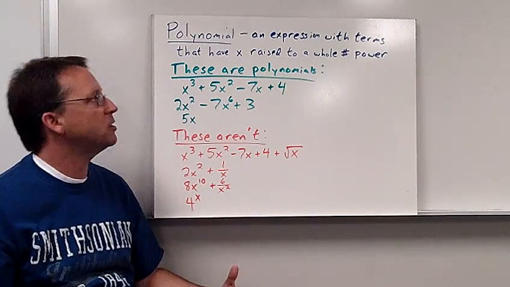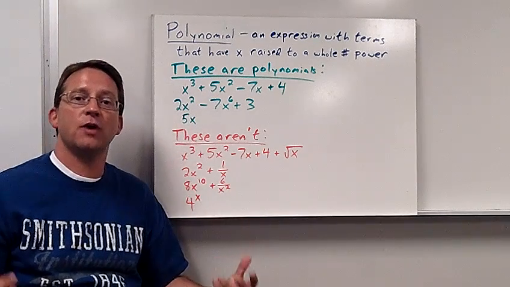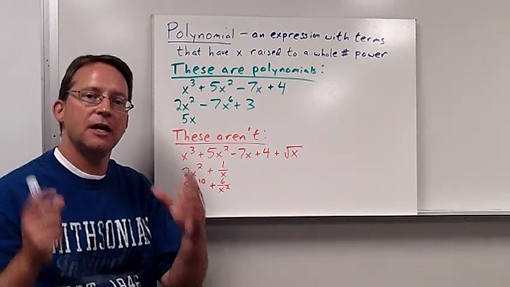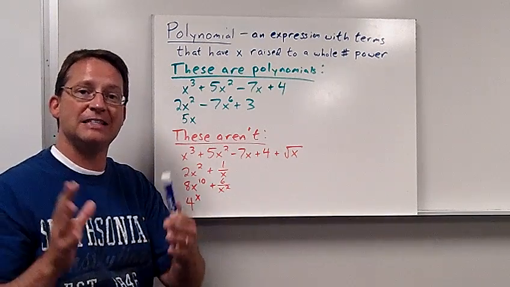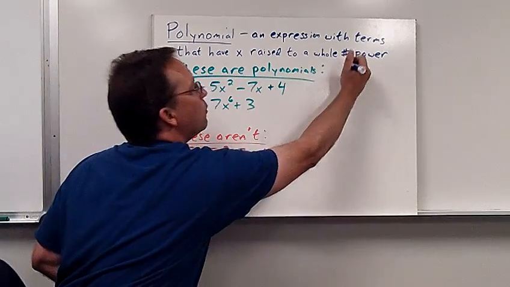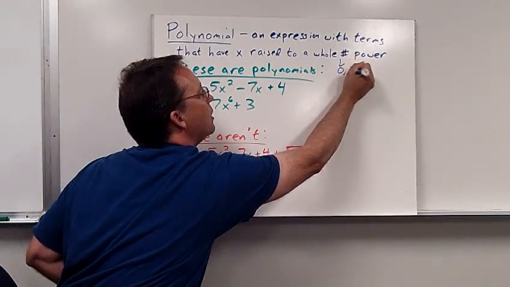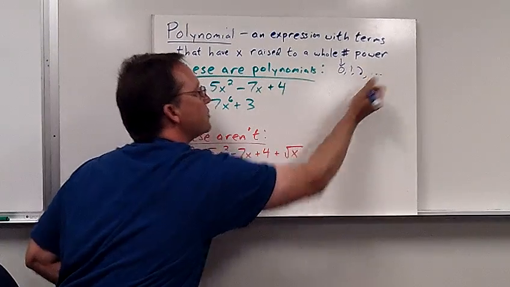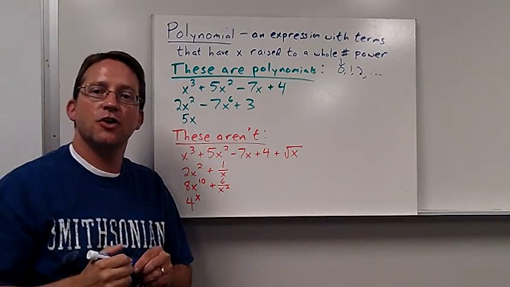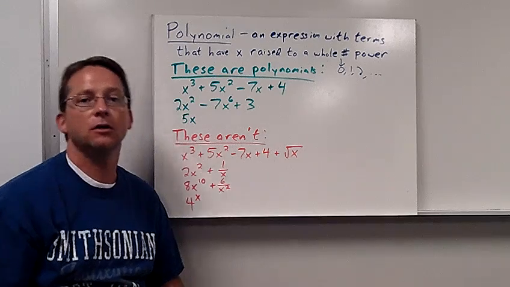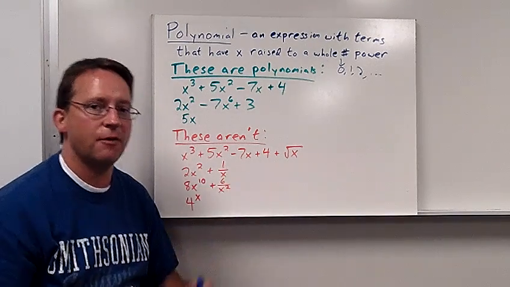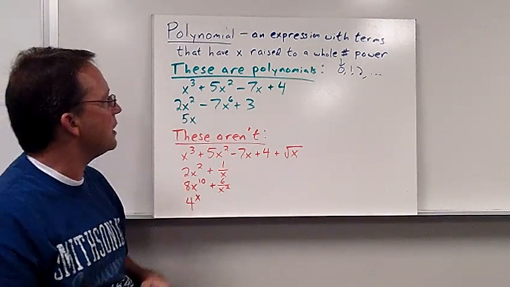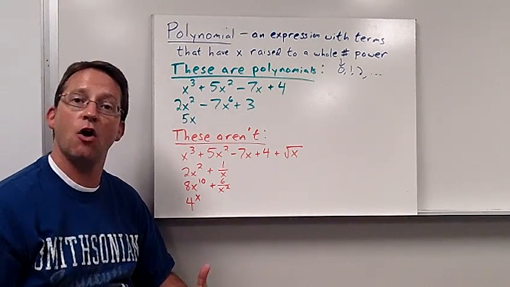A polynomial is any expression that has terms with x's raised to whole number powers. And it's the whole number powers part that's important. Remember that whole numbers start at 0 and work your way up. So whole numbers, we're talking 0, 1, 2, and so on. Any term that has a whole number power can be part of a polynomial, but each of those terms has to satisfy that requirement.